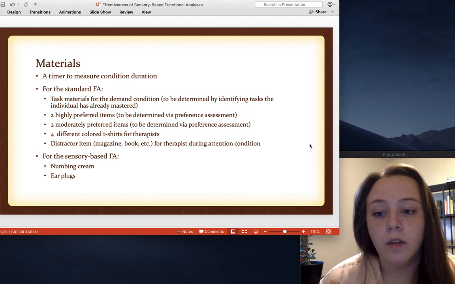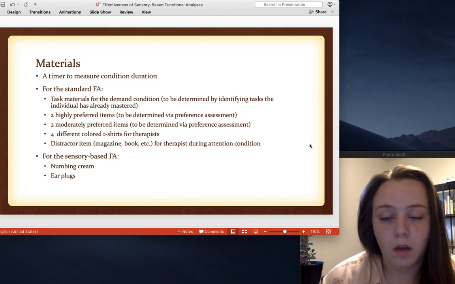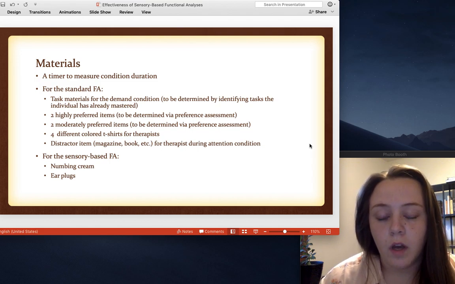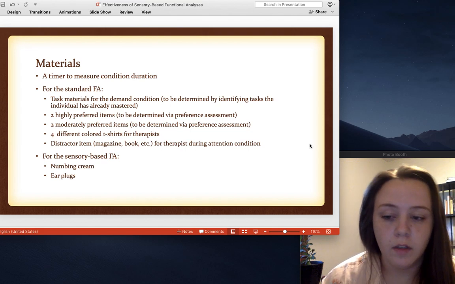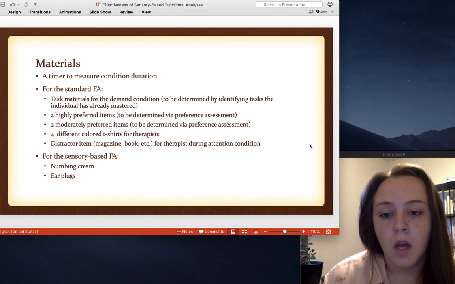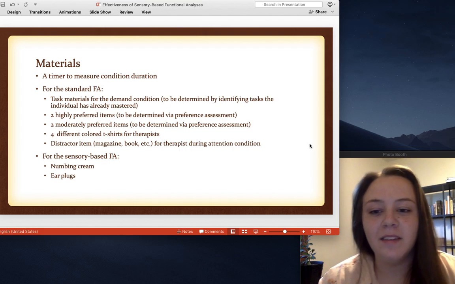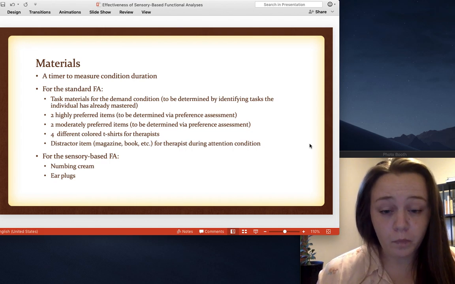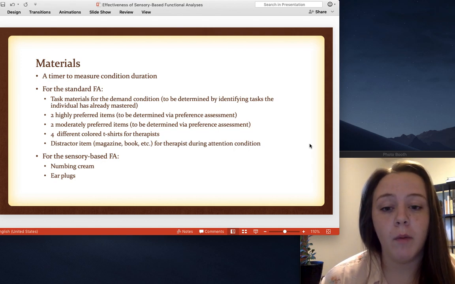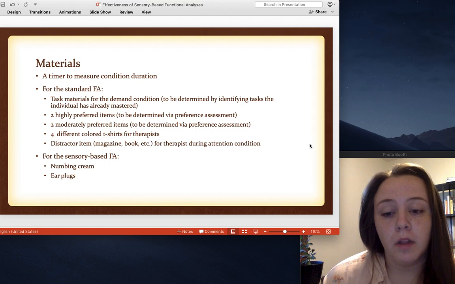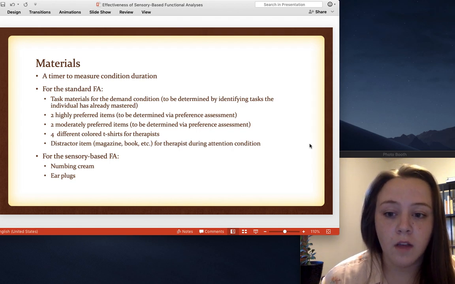And then we're going to have 4 different colored t-shirts for the therapists to wear in each different condition. So maybe for the attention condition, they would wear red. For the demand condition, they would wear yellow. For the tangible condition, they would wear orange. For the other, I can't remember, sorry, we'll go through it. But basically each condition, we want to make sure that they have different colors, and that way we can try and help increase the discriminability between the 5 different conditions, help them pick up on that contingency faster so that we can hopefully get the most accurate results.